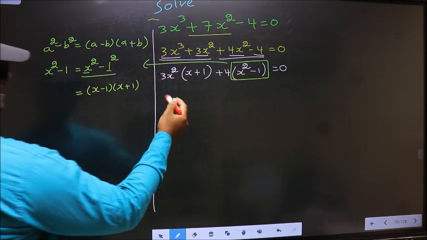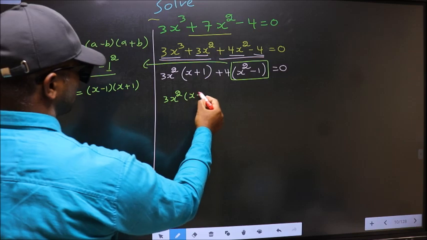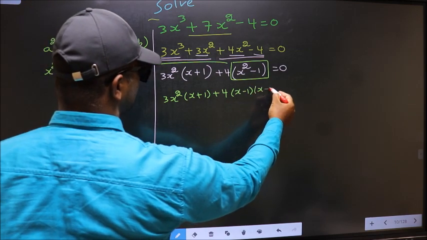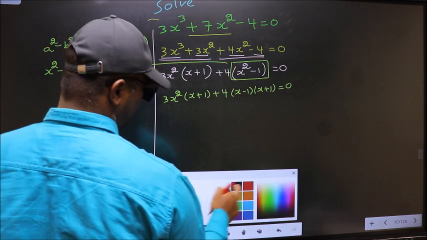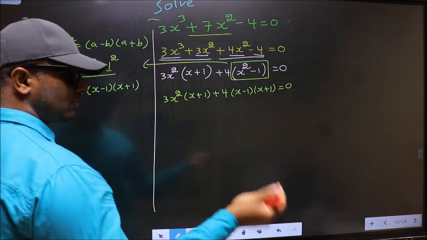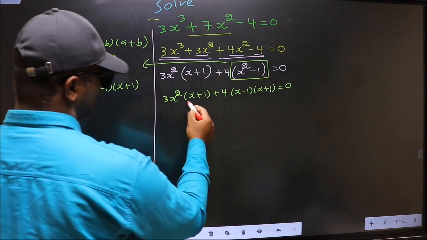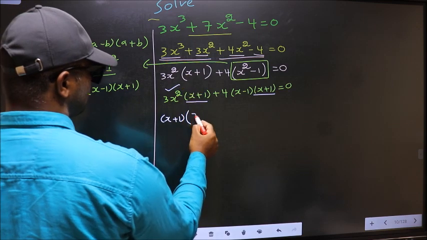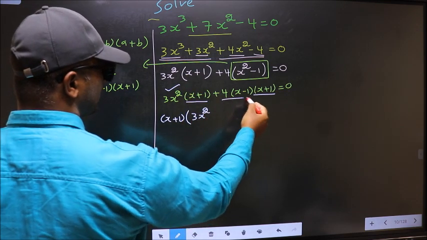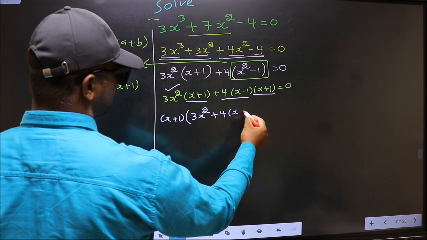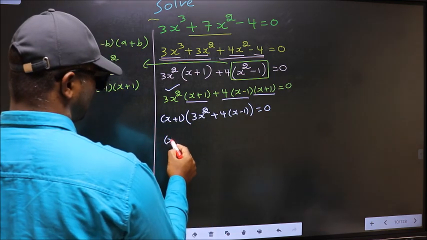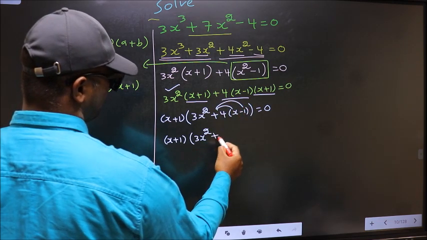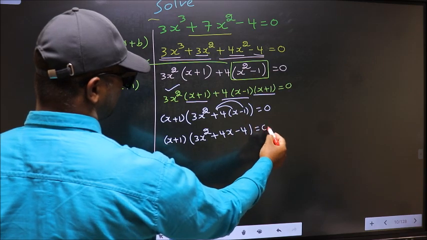So this equation becomes 3x²(x + 1) + 4(x − 1)(x + 1) = 0. Now, from this entire equation, what can be taken out common is x + 1. So x + 1 outside. Over here we are left with 3x², and over here we are left with +4(x − 1) = 0. So now (x + 1)(3x² + 4x − 4) = 0, when you open up the brackets this way.